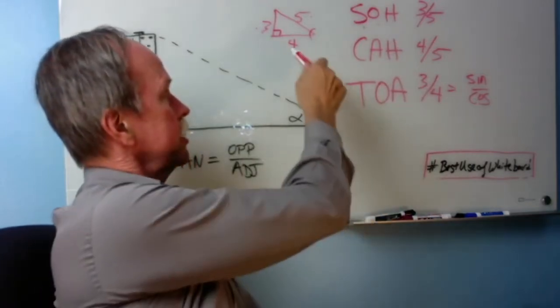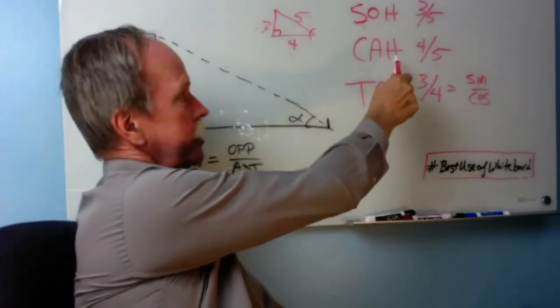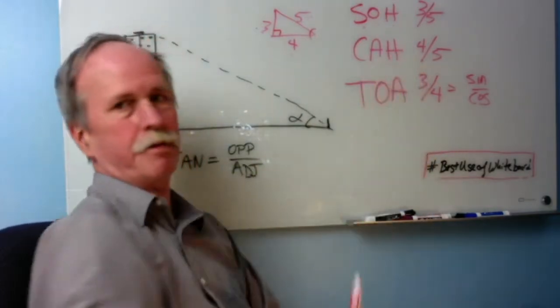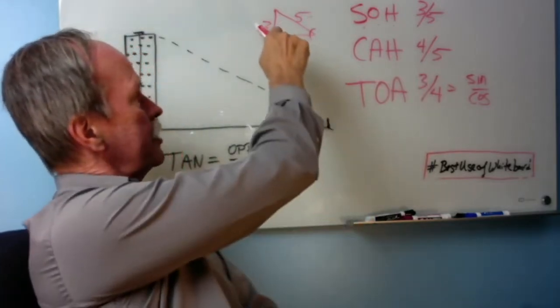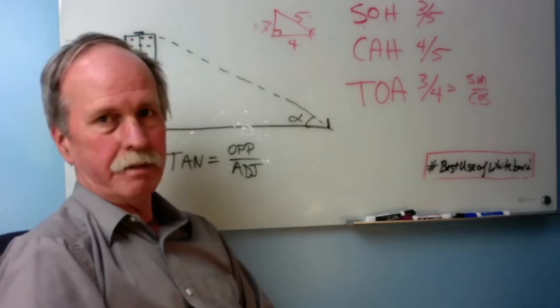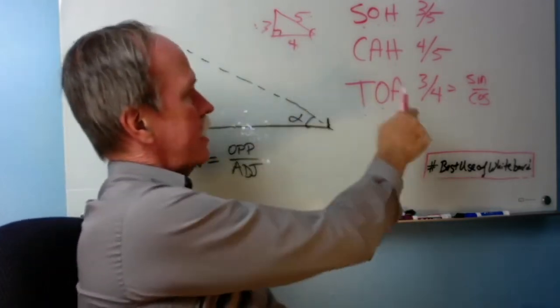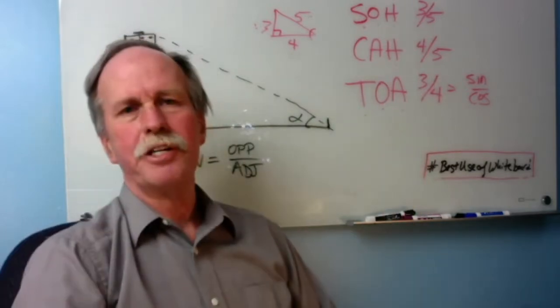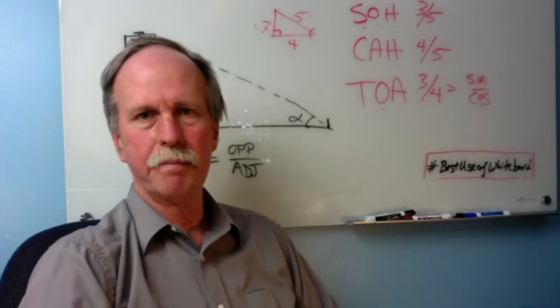Cosine is adjacent over hypotenuse, 4 over 5. Tangent is opposite over adjacent, and in this case it's 3 over 4. This is what you get the old adage SOHCAHTOA from, and that's something that we learned in middle school.